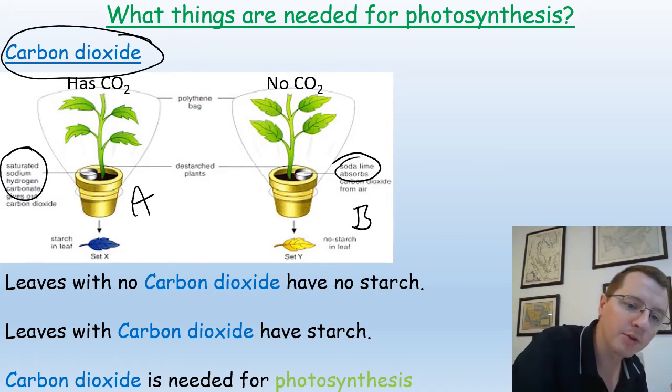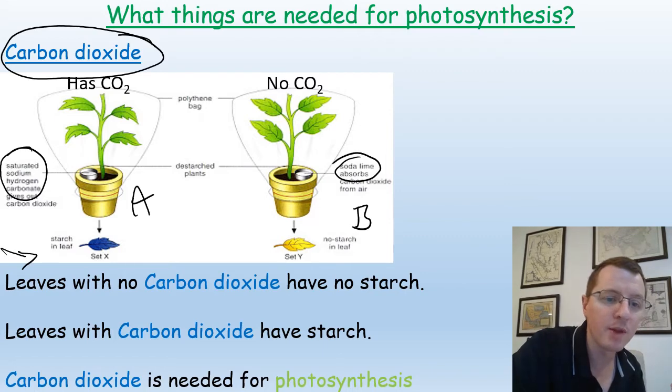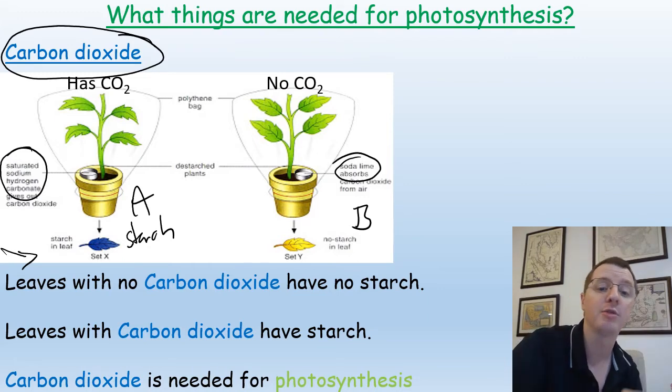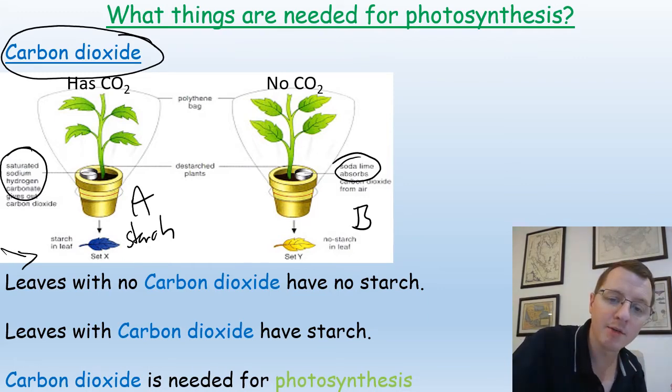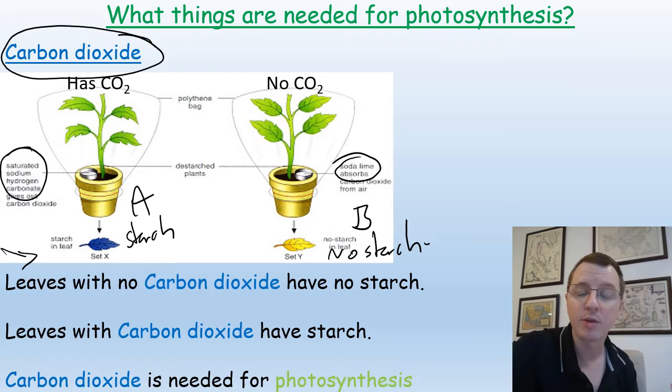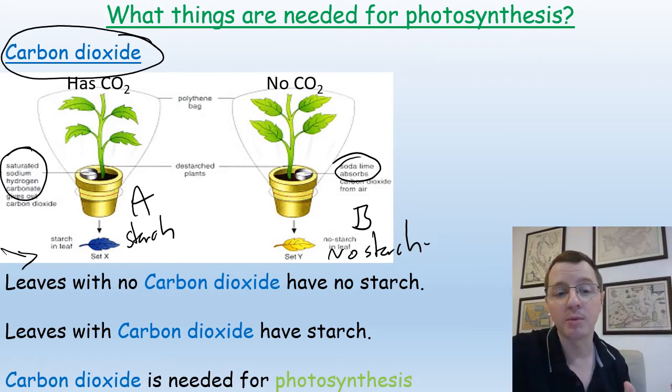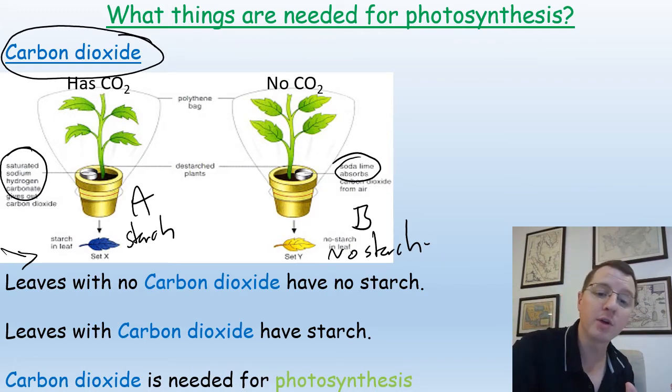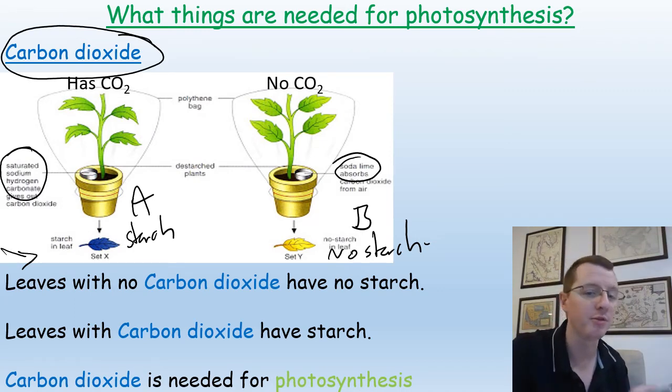At the bottom, we can see the results of this. We have in plant A a blue-black leaf, which clearly means that we have some starch made in plant A, so we must have been carrying out photosynthesis. And in plant B, there is no starch present because the iodine has stayed yellow. So there's been no photosynthesis. So what's the conclusion? Well, leaves with no carbon dioxide have no starch, and leaves with carbon dioxide have starch. Therefore, carbon dioxide is needed for photosynthesis.